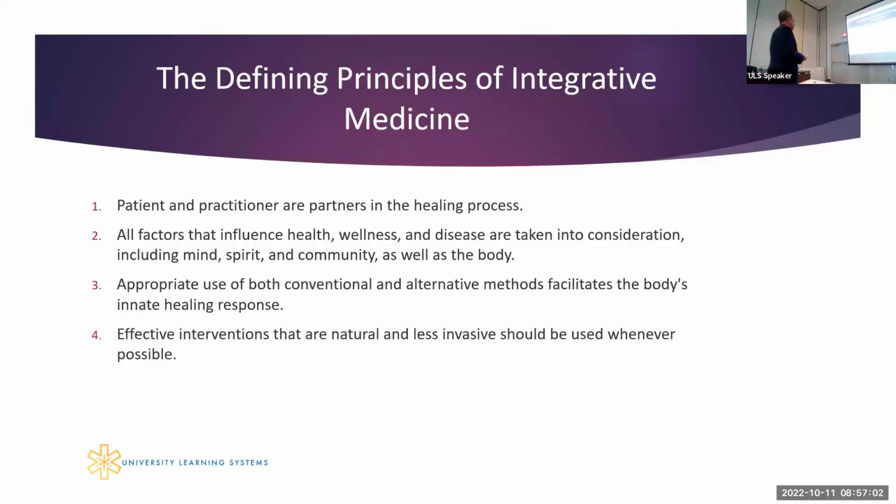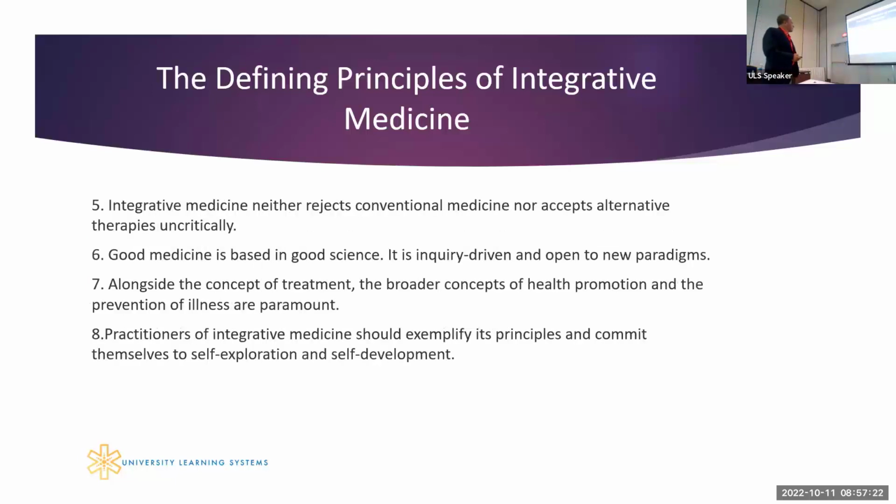Appropriate use of both conventional and alternative medicines will be used. So we want to use the more natural and less invasive procedures or interventions whenever possible. Again, always start with the most conservative care first. That just makes sense. We don't reject conventional medicine, and we don't accept anything alternative uncritically. What is evidence? What has been shown to work? It doesn't have to be double-blind placebo. We want to place our care in good science and always be open to new treatment paradigms.